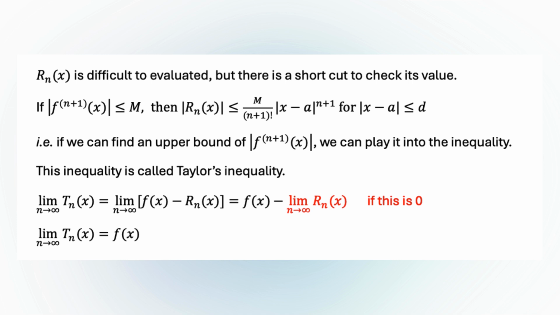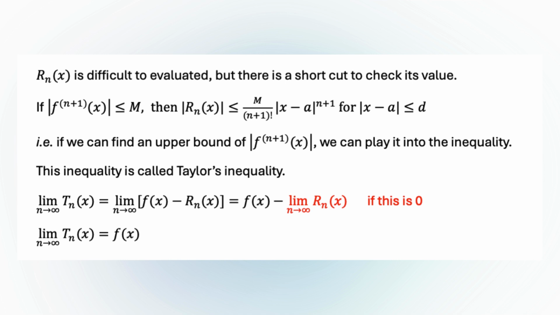If we can find an upper bound M for the n plus 1th derivative of f, then we can say that the absolute value of R sub n of x is less than or equal to M over (n plus 1) factorial times the absolute value of x minus a to the power of n plus 1, for all x values within a certain distance d from a. In other words, if we can find a maximum value for the next derivative, we can plug it into this inequality and get a bound on the error. This is called Taylor's inequality.